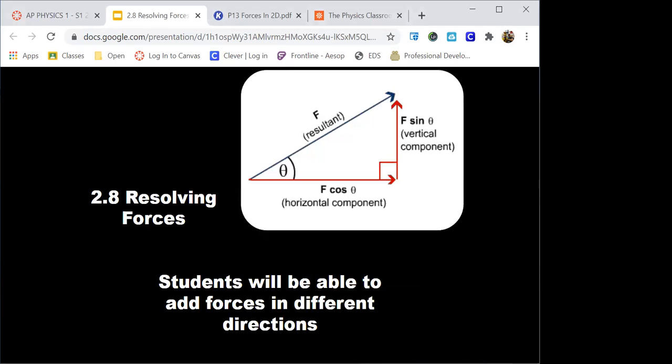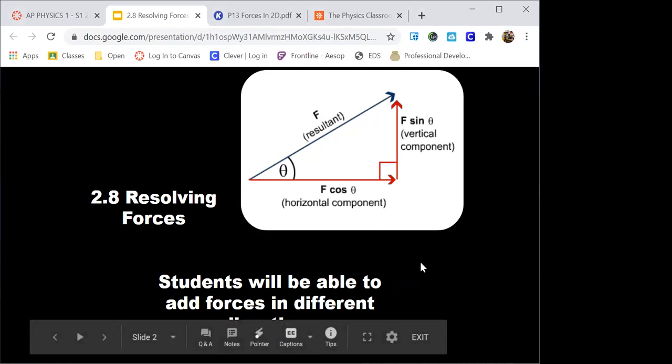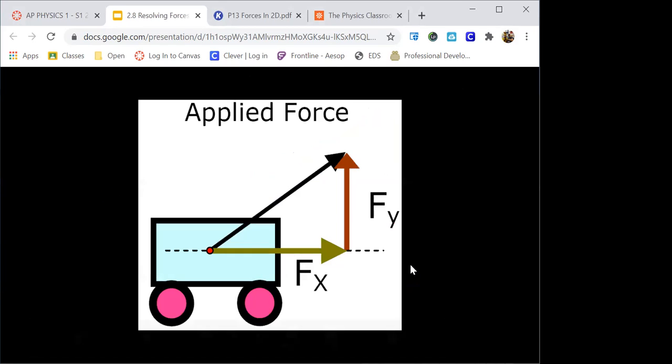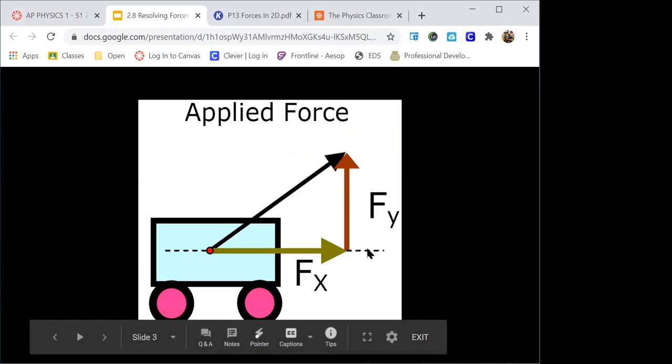Here we see what we're looking at for today. Students will be able to add forces in different directions, okay? And the key to do that is to break up our sine and our cosine for any resultant force, and thus we're resolving the forces into vertical and horizontal components. Okay, we've done this before, but we're going to keep adding more complexity as we try to get more and more realistic situations. Okay, so one of the examples we looked at earlier is if someone is pulling a wagon.